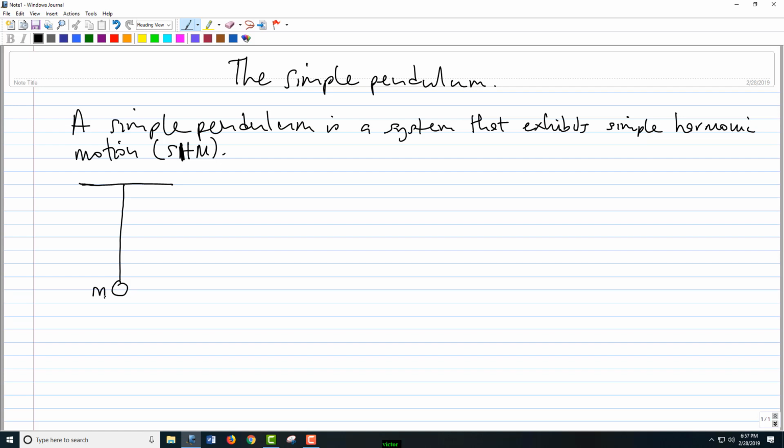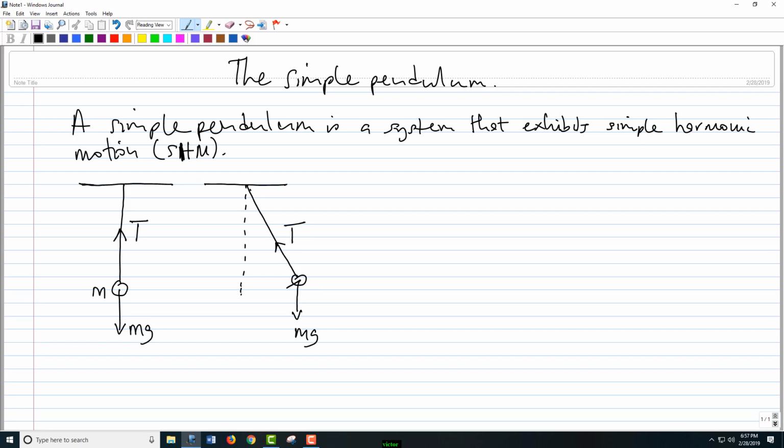It has mass m, and if it's hanging freely, then we can say that there is a weight acting downwards, mg, due to acceleration of gravity, and there's a tension T. Now let's swing the mass from its equilibrium position to a new position here. We see that the weight is still acting vertically downwards, mg, and the tension points this way.